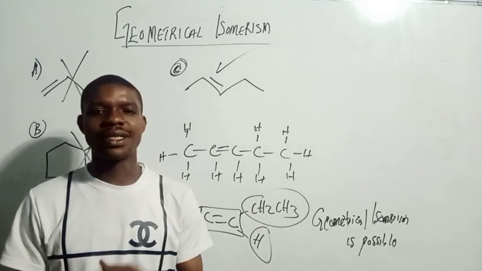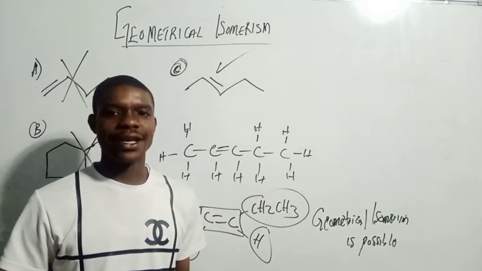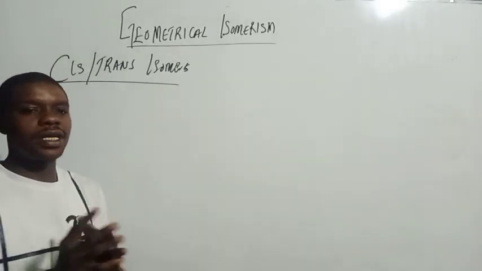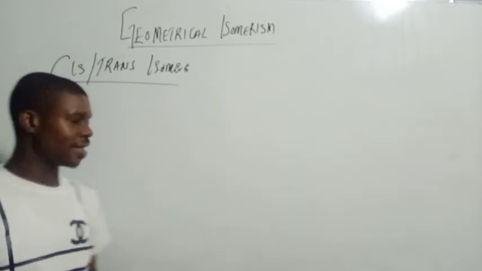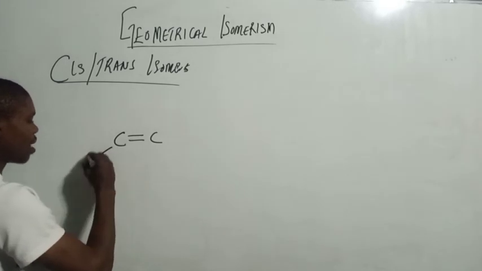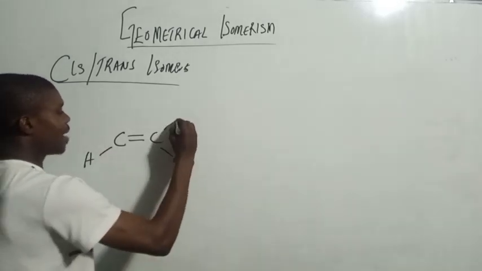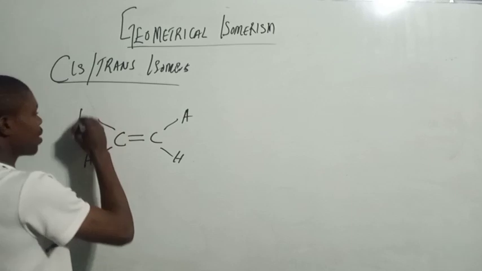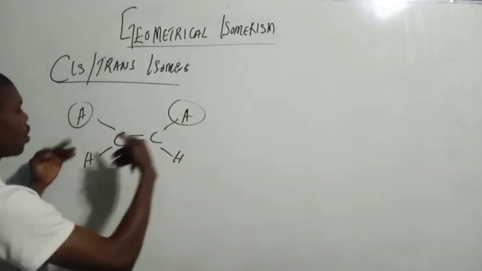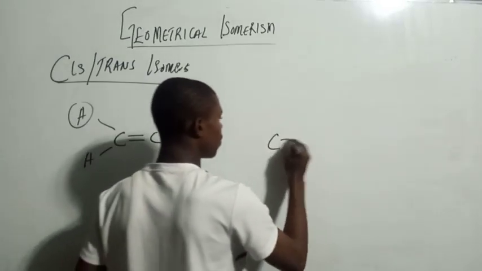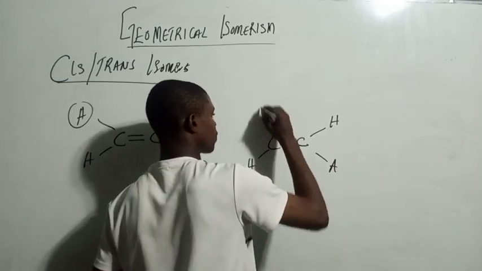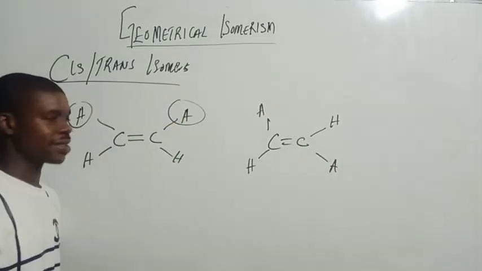The next one we want to look at is cis and trans isomerism. What are cis and trans isomers? In the sense that for cis and trans isomers to occur in an alkene, the two carbons carrying the double bond must have hydrogen, and then any other group. Do you get? So now these two groups can be on the same side or on the opposite side.